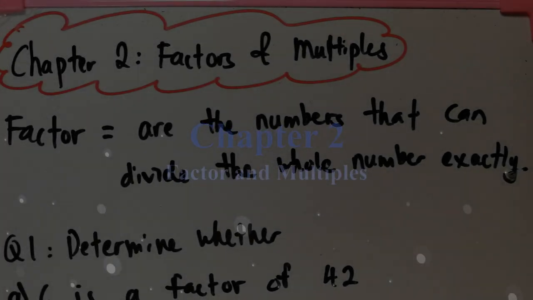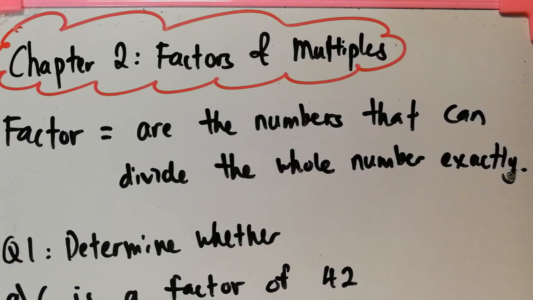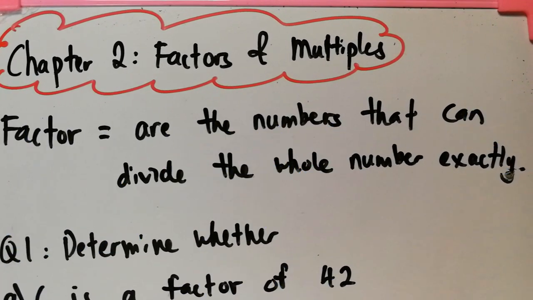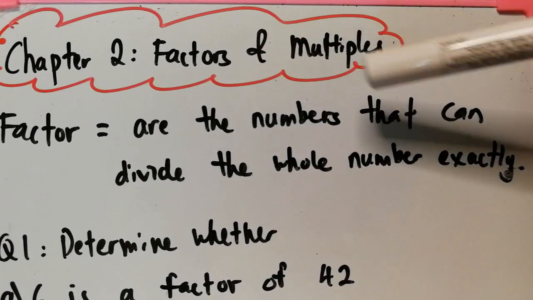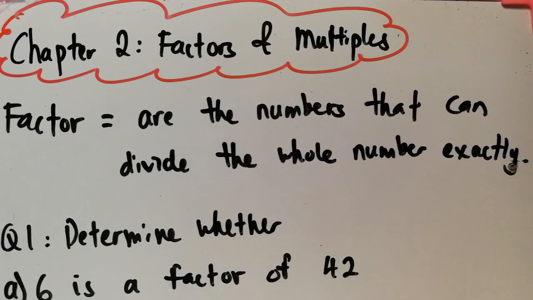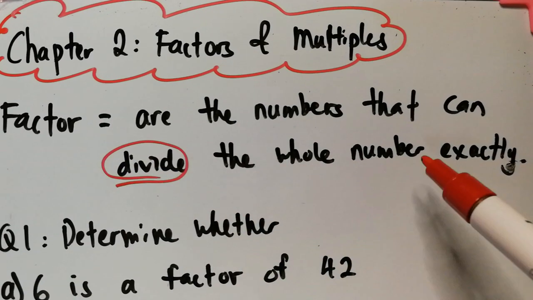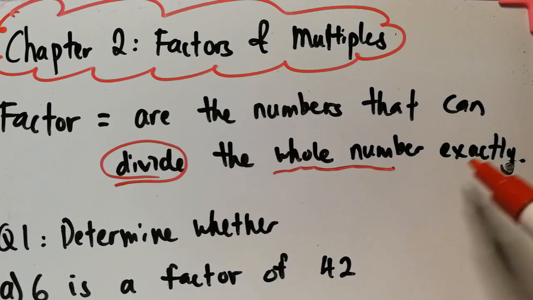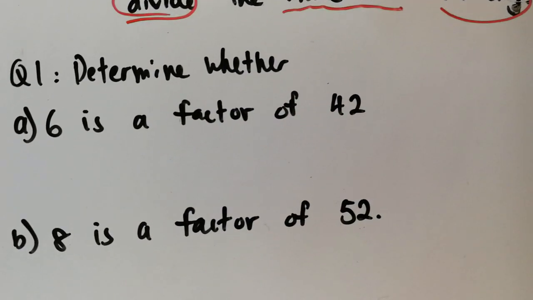Okay girls, today we will do our revision on chapter 2, factors and multiples. So this is the definition of factors. The factors of a number are the numbers that can divide the whole number exactly. So when you want to find your factors, please make sure they can divide the whole number, which means your answer is exact. So now we look at question number 1.